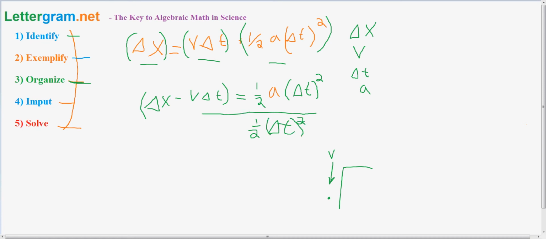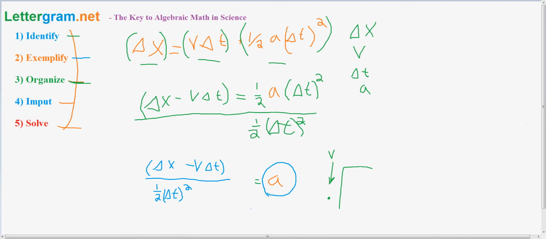on both sides. So what I have is this acceleration, whoops, I should draw that in orange, is going to be equal to this change in x minus velocity times change in t, and then divided by 1/2 change in t squared. And that'll tell you your acceleration.